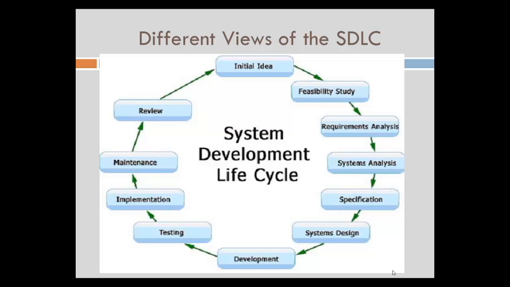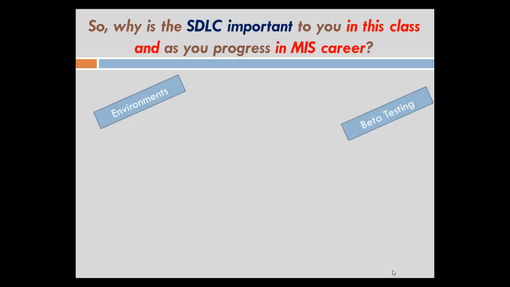Here's another view which comes out with the initial idea, feasibility studies that are conducted, requirement analysis, and then systems analysis, picking out again the best project. Also coming out with specifications, system design, then developing, perhaps testing, beta testing, implementation, followed by maintenance, and then a review and evaluation.